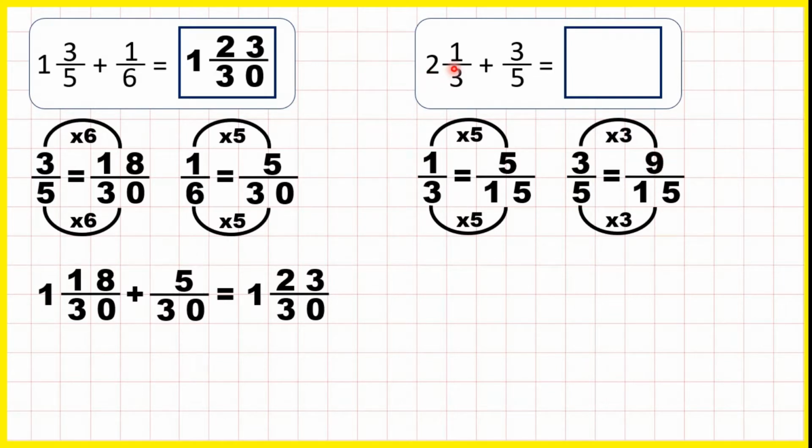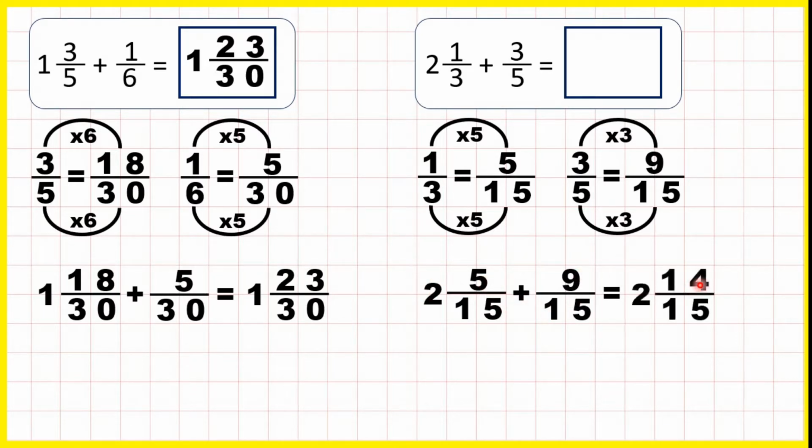So instead of 2 and 1/3, we can write 2 and 5 over 15, and instead of adding 3/5, we can add 9 over 15. The only whole number we have is 2, the denominator stays the same, and 5 plus 9 is 14. So we have 2 and 14 over 15 as our answer.